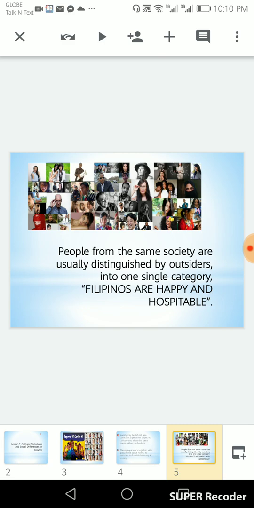And people from the same society are usually distinguished by outsiders in one single category, or ang mga Filipinos are happy and hospitable, no? So tawag nito?